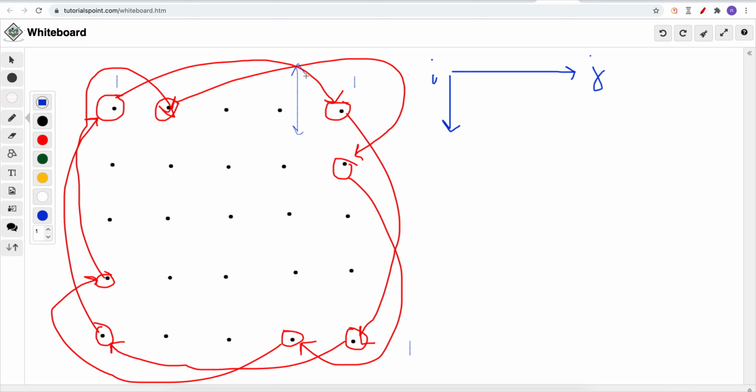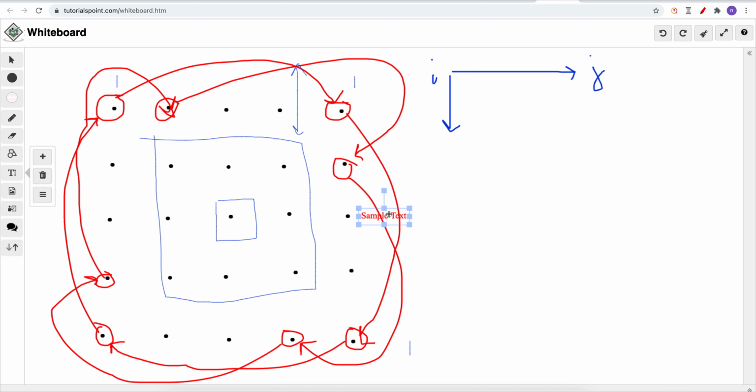So we will split our matrix in a way that we first create some subsquares. In the first loop we will consider the outer square, then the second, then the third, and similarly. Okay, cool. So let's see how it goes.